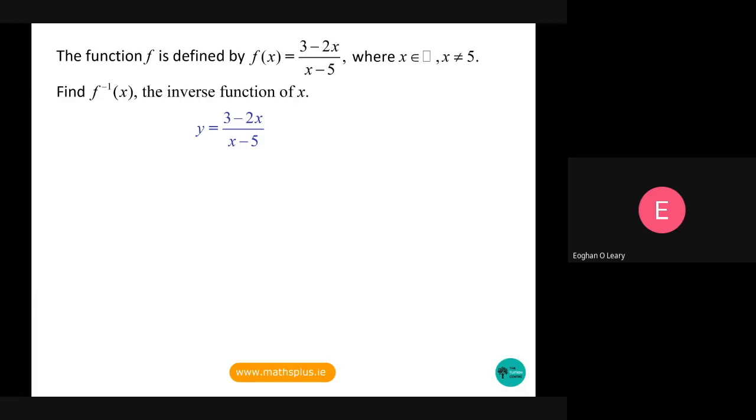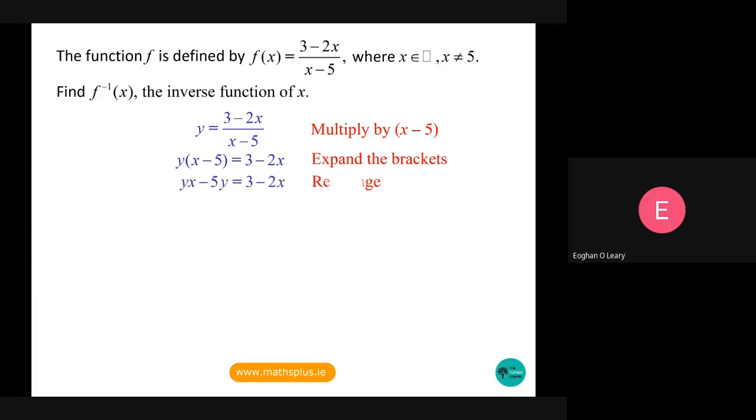You've got to know that we're going to start off by isolating x. So we're going to do it step by step. We multiply across both sides by the x minus 5, so you get y times x minus 5 is equal to 3 minus 2x. You're going to expand the brackets: yx minus 5y equals 3 minus 2x.